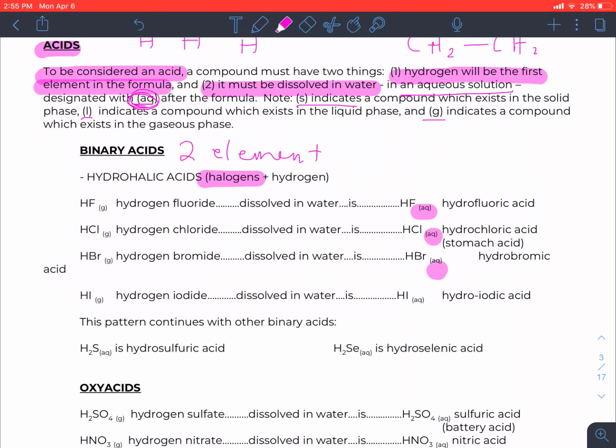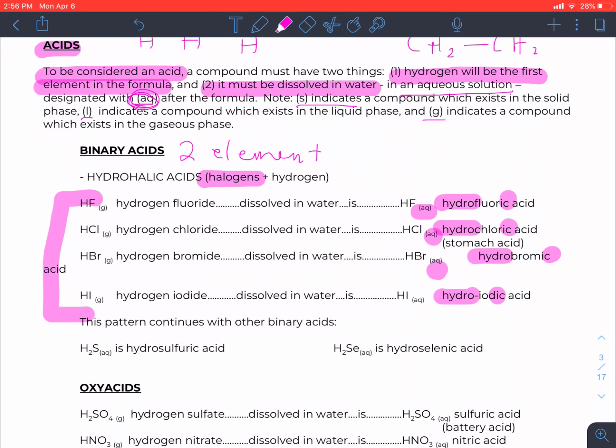So hopefully you've seen some of this pattern. If it's an acid in the aqueous form, and it's a binary acid, it's going to have the prefix hydro in front, and it's going to have the ic ending. And then obviously put acid on the end. This is consistent with all binary acids. Now, these first several are your hydrohalics. You can continue this pattern with other binary acids.